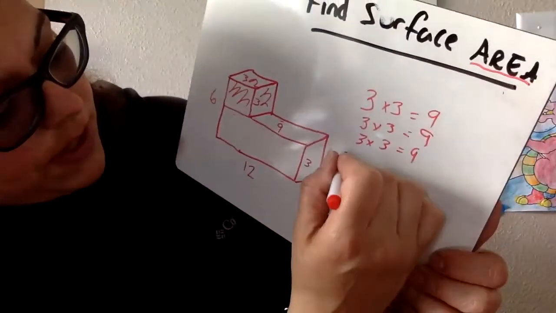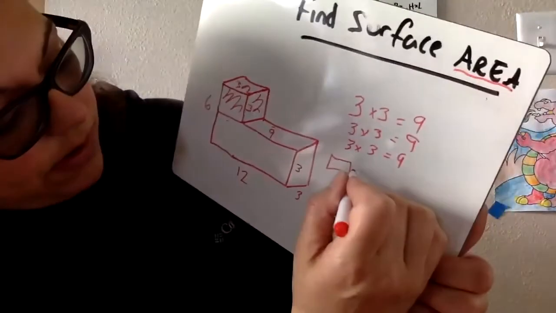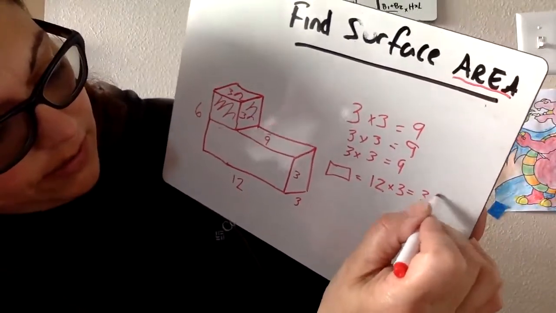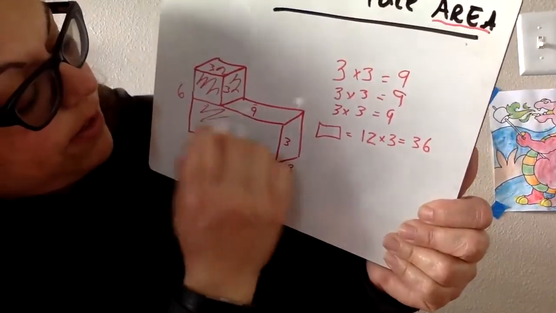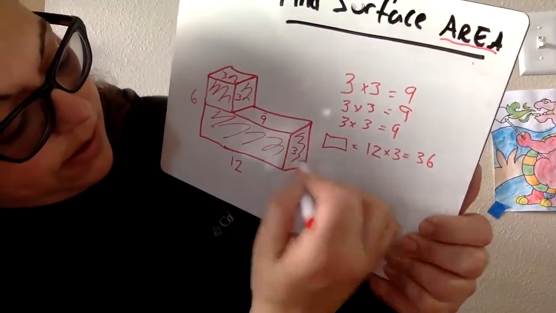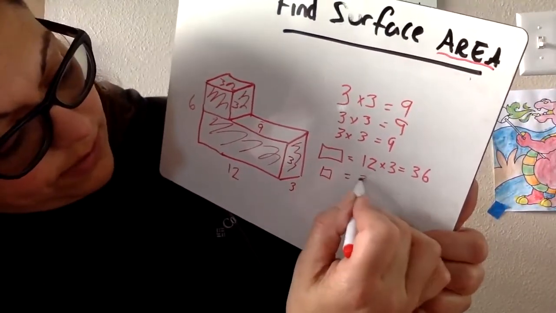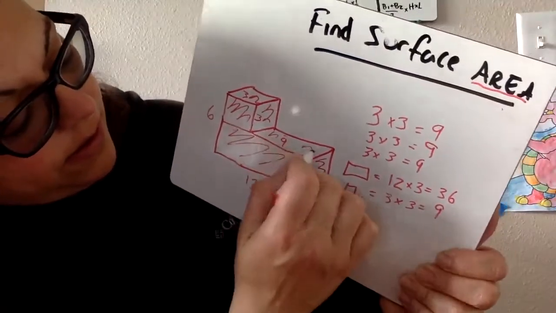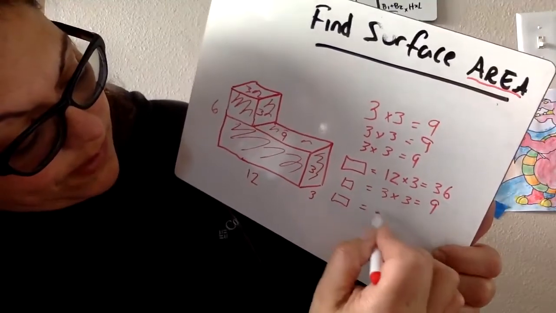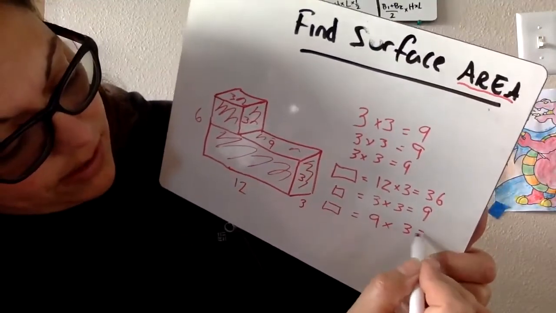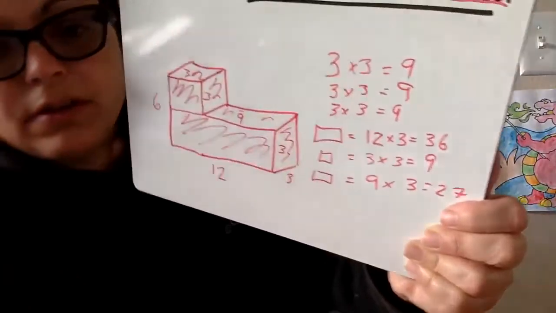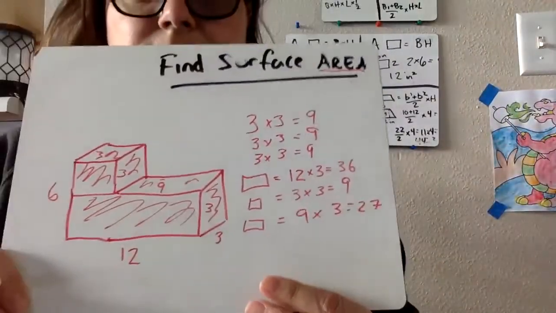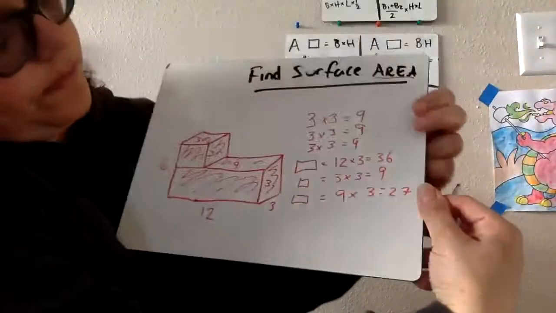So the first one would be the long one in the front, would be 12 times 3, it's 36. Right, that's this one here. This here would be 3 times 3, which should be 9. And this here would be 9 times 3 is 27. Okay. So there's all those. And now we need to add them all up.